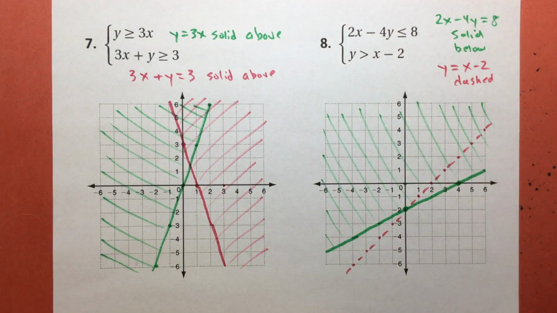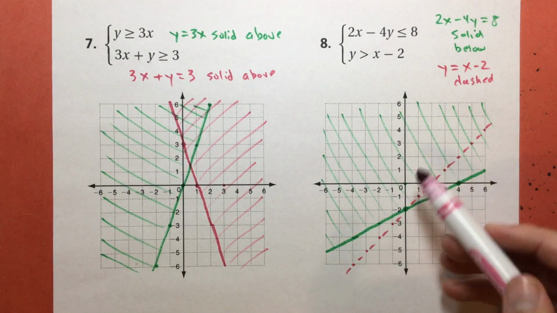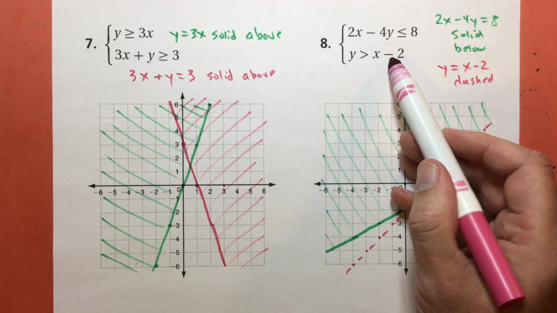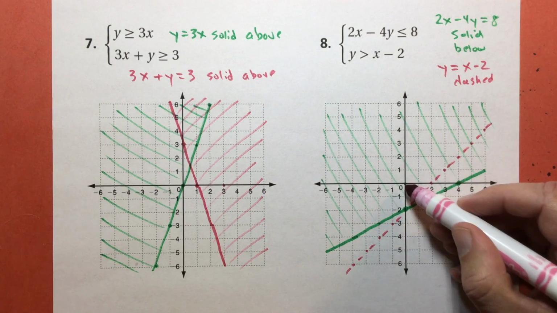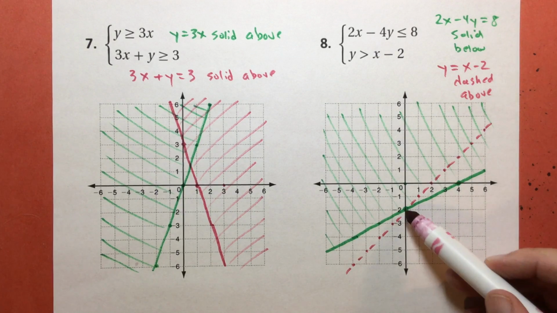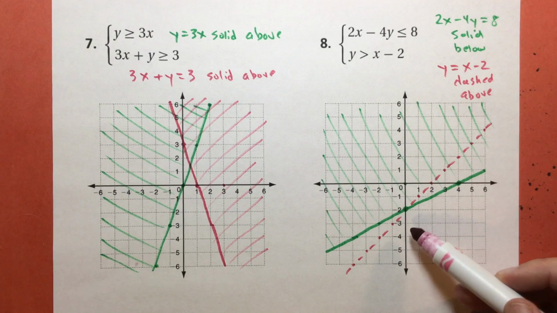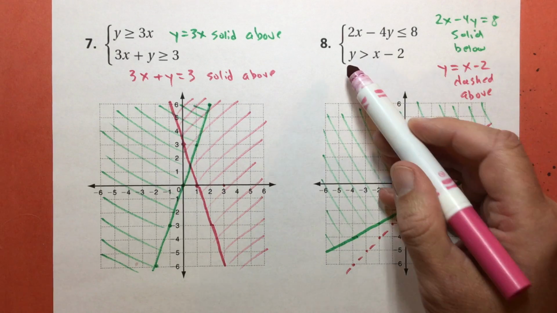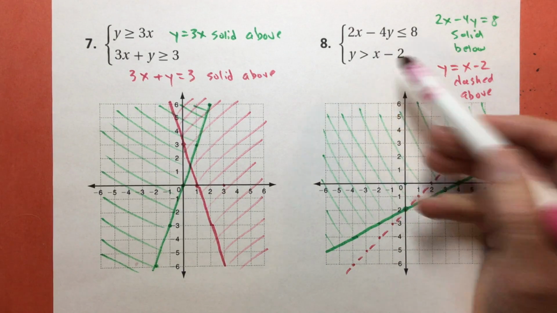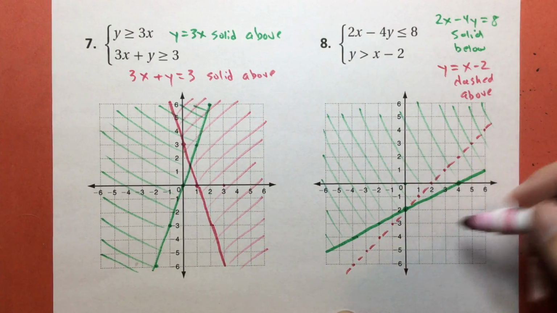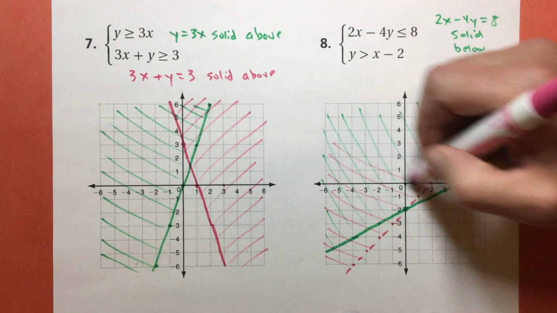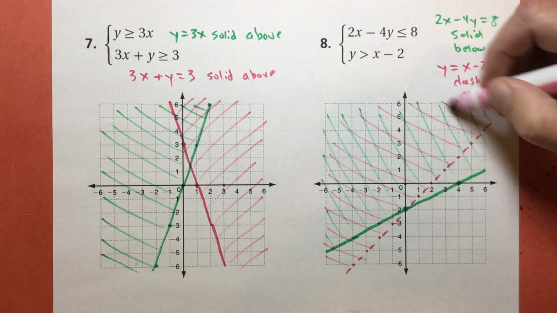Now I have to decide, am I going to shade above or below it? Let's go back to 0, 0. Is 0 greater than 0 subtract 2? Is 0 greater than negative 2? Yes. And since 0, 0 is above it, I'm going to shade above. Let's try something on the other side. Let's try 0, negative 4. Is negative 4 greater than 0 subtract 2? Is negative 4 greater than negative 2? No. So I'm going to shade above. And the above, I'm going to draw at a different angle here, so it doesn't look exactly the same.